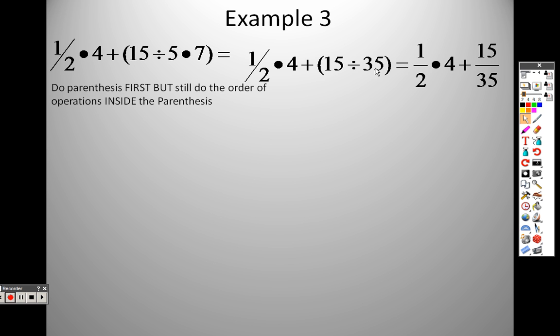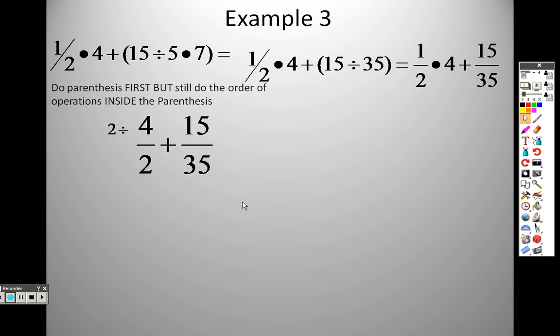So we get a 35 there, right? Because 5 times 7 is 35. Then 15 divided by, because next inside the parentheses would be division. So I get 15 over 35. So now I have to look over here and I see multiplication. So 4 times a half is 4 over 2.